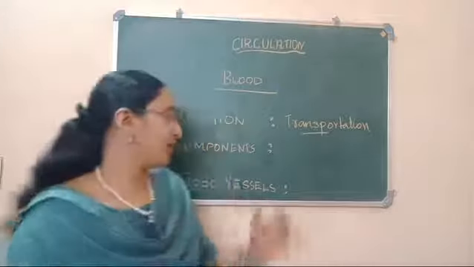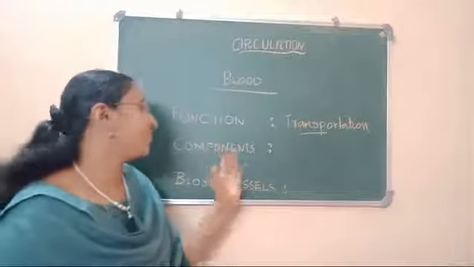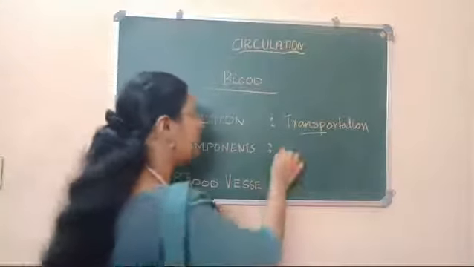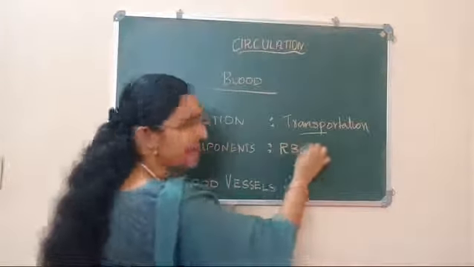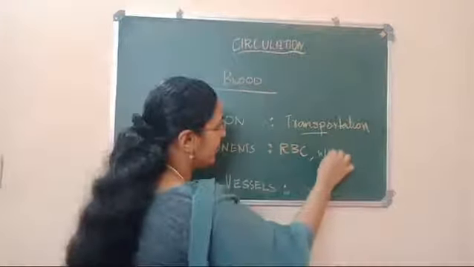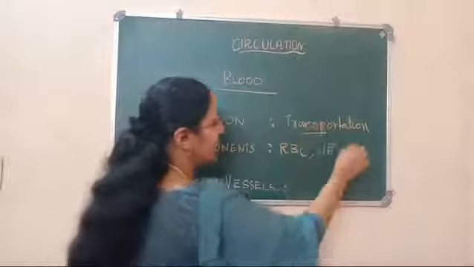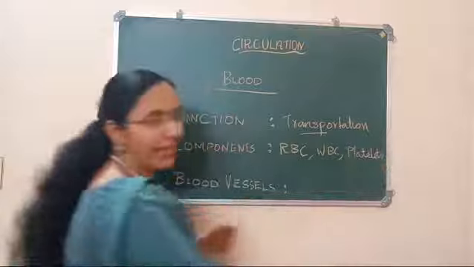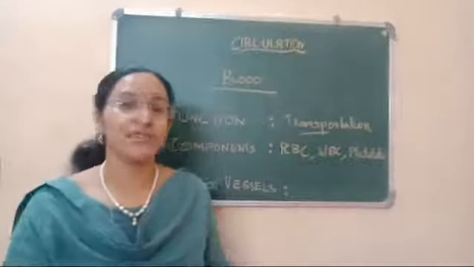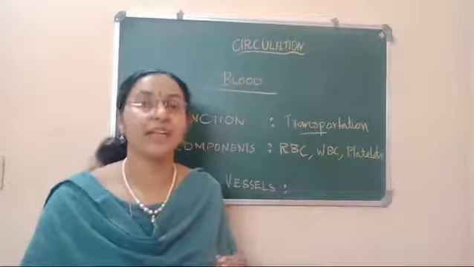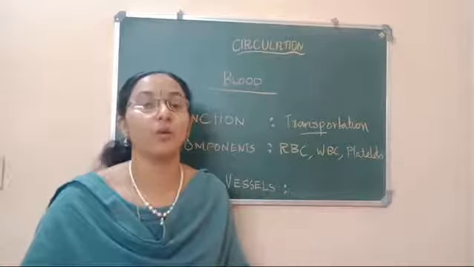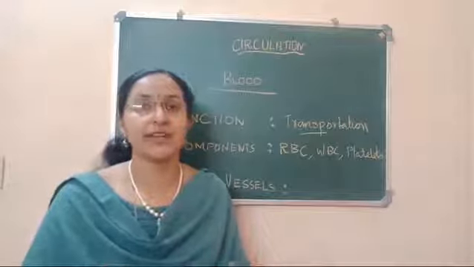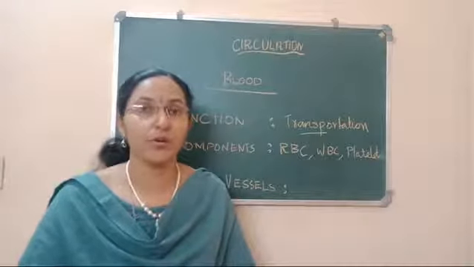The next topic is about the different components of blood. It consists of RBC, red blood cells, WBC, then platelets. RBC, known as red blood cells, contain a red pigment known as hemoglobin, which binds with oxygen, and oxygen is carried to different parts of the body with the hemoglobin.